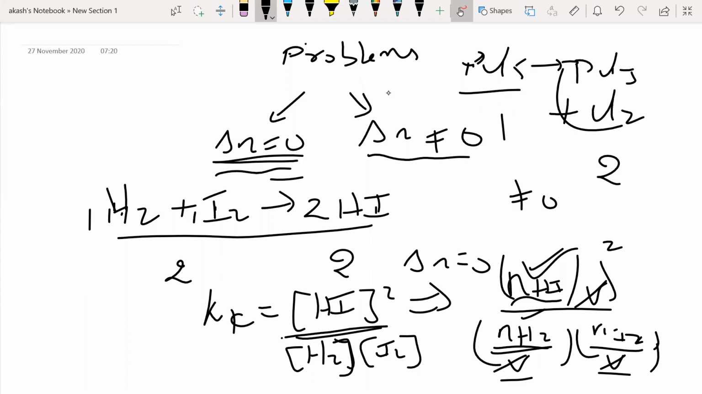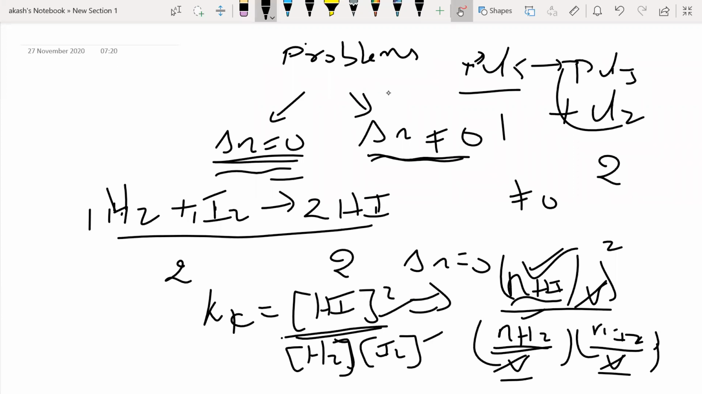Because all the volumes are getting cancelled, not only for this reaction, any reaction where you have delta n equal to 0, definitely all the volume terms will get cancelled and you can directly use the number of moles in the Kc equation. I mean, not the Kp equation, obviously the Kc equation. Now, definitely, I will not be able to do that for a delta n not equal to 0 kind of reaction, because obviously one of the volume terms is going to be there. So it's wise to use the concentrations directly rather than the number of moles.